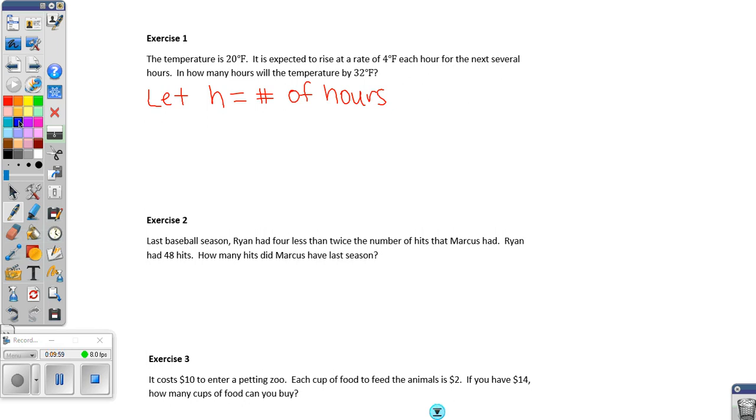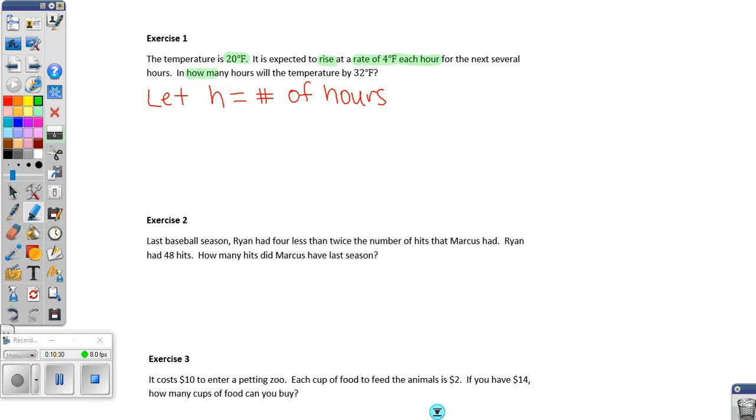And the equation, so I do want to explain this part. So they said the temperature is 20 degrees Fahrenheit. It is expected to rise, which means it's going up, at a rate of 4 degrees Fahrenheit every single hour. So that means that we keep adding 4 because the temperature is increasing. We'll keep adding 4 over and over and over again, a certain amount, until we've figured out the number of hours.